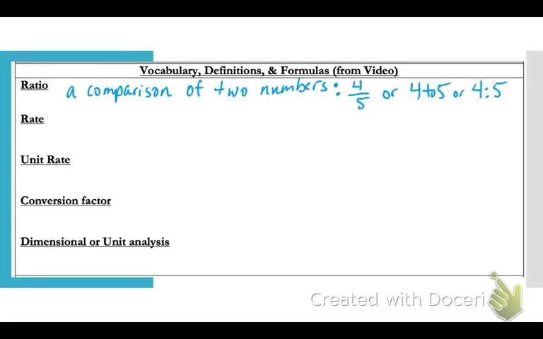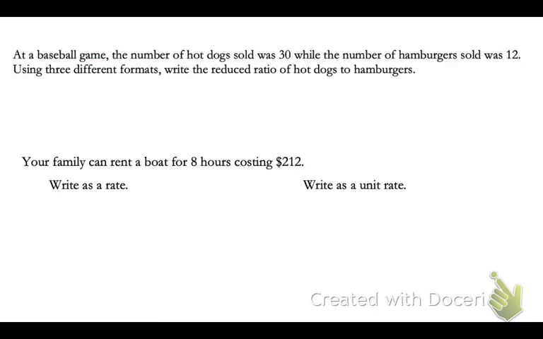Now jump down to your notes section because we're going to do an example of a ratio. At a baseball game, the number of hot dogs sold was 30 while the number of hamburgers sold was 12. Using three different formats, write the reduced ratio of hot dogs to hamburgers. So, three different formats, hot dogs to hamburgers.